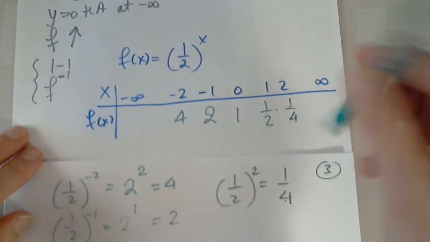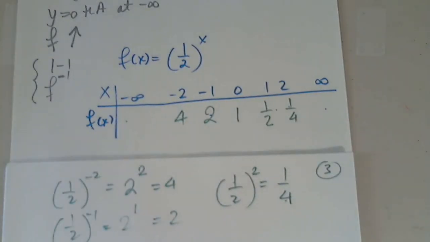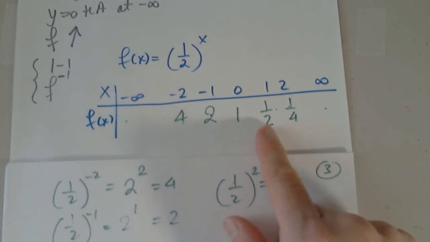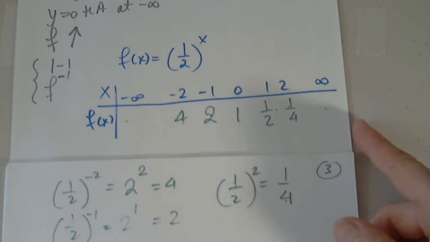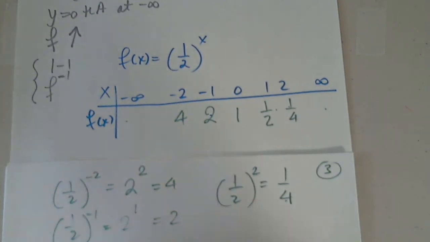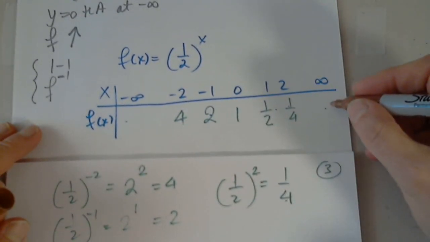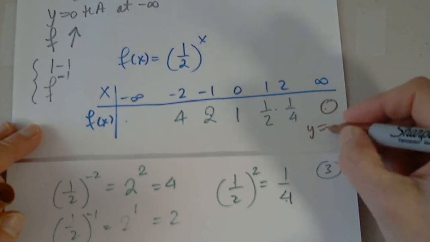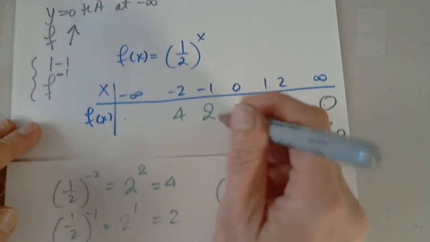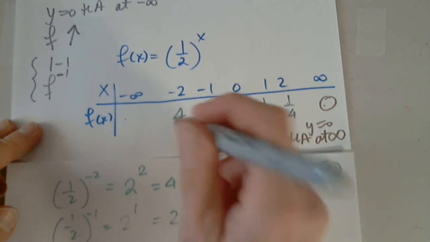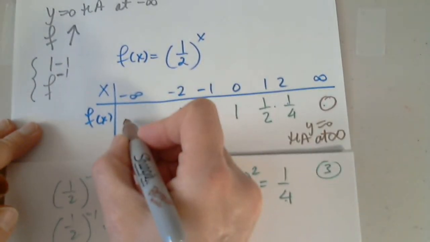Okay, so now let's go this way and then this way. So determine the end behavior. 4, 2, 1, 1/2, 1/4, 1/8, 1/16, 1/32, 1/64, 1/128, 1/10,000. Where am I going? 0. Thank you. y equals 0 is the horizontal asymptote at infinity only. This way: 1, 2, 4, 8, 16, 32, 64, 128. You're going to infinity. Excellent.